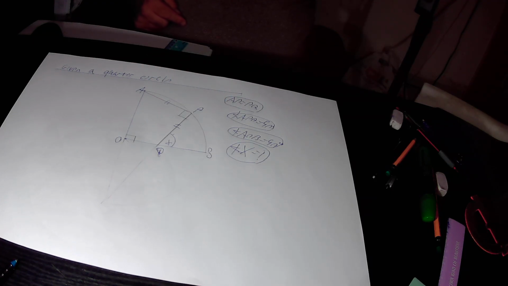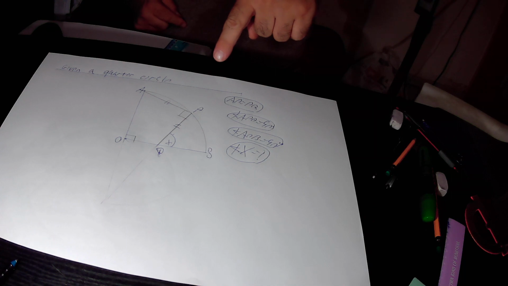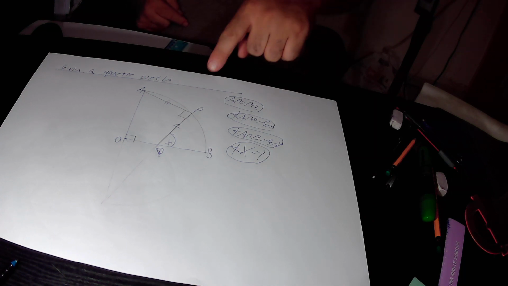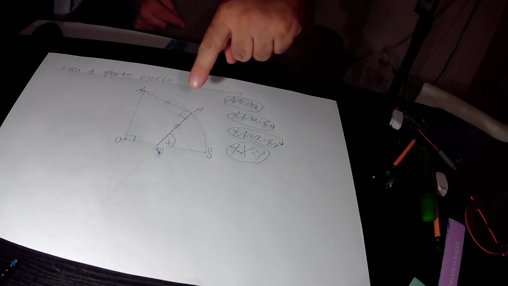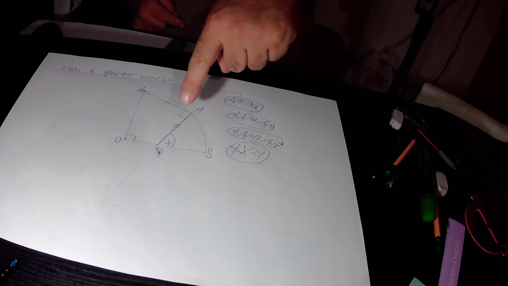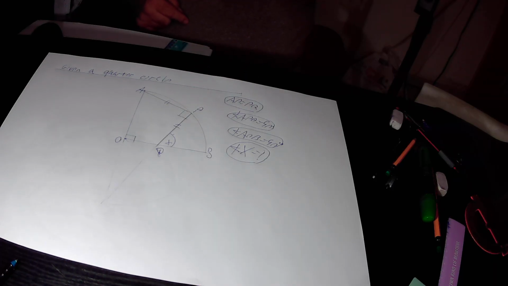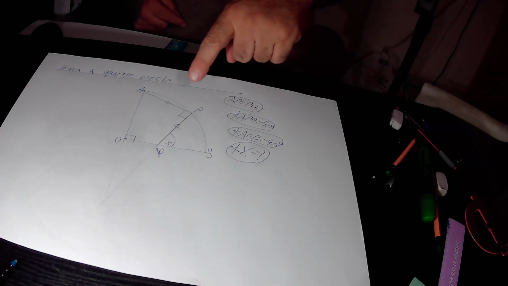In addition, inside the quarter circle we have line segment AP that equals line segment PQ. This is angle APQ, that is a right angle. And our task is to find the size of this angle, angle PQB, that is equal to X. We have to find the value of angle X.